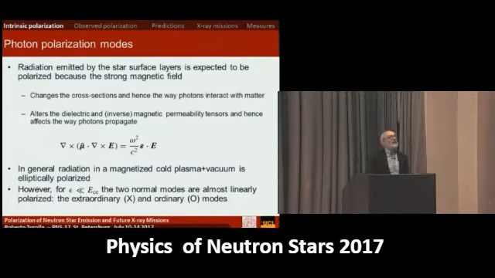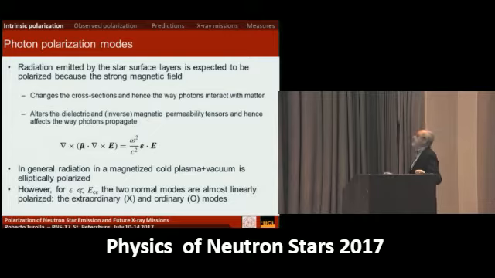because neutron stars do have a strong magnetic field. The strong magnetic field acts in changing the photon-particle cross-section, and so the way in which radiation interacts with matter. And second, because the presence of a strong magnetic field alters the electric and inverse magnetic permeability tensors, and thence affects the way in which radiation propagates in a cold plasma plus vacuum medium.